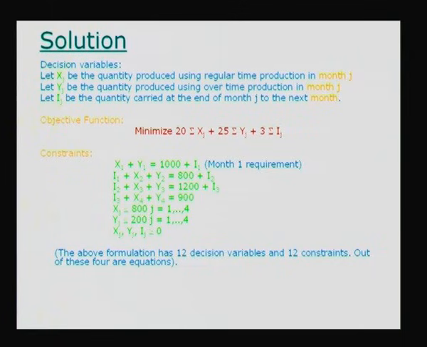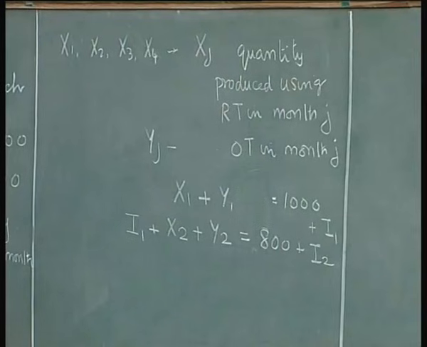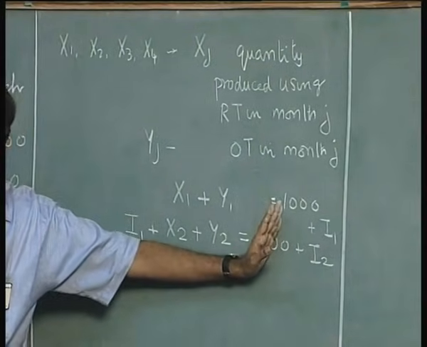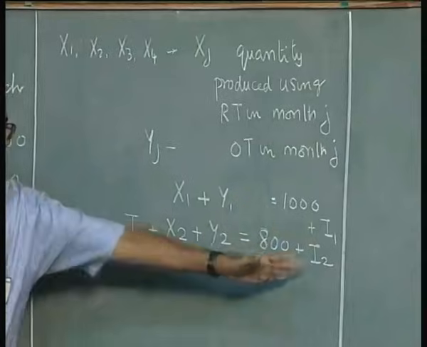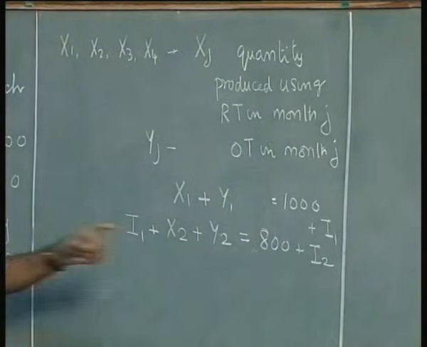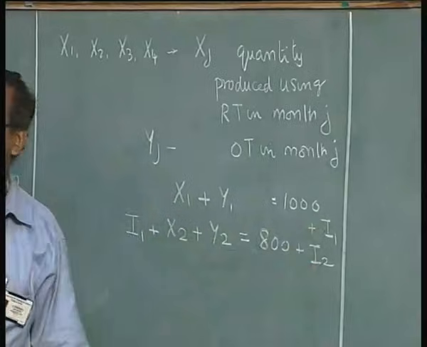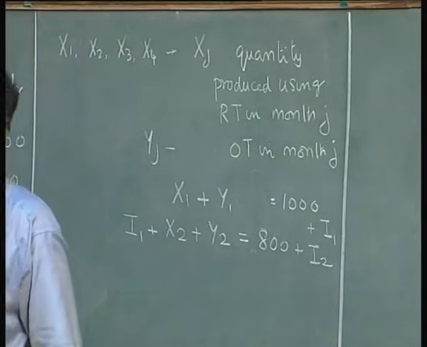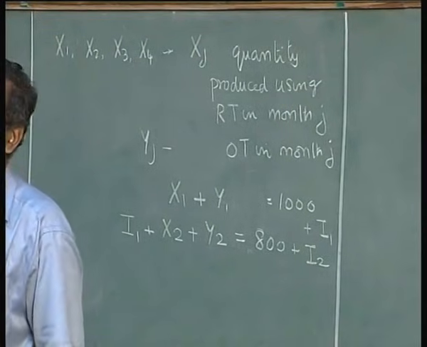So, the left hand side, which is the quantity available at the end of the second month, should be more than the demand, which is 800, and if it exceeds 800, then the balance is carried to the third month. So, here I1 and I2 are the quantities that are carried at the end of the month to the next month. So, Ij is the quantity that is carried at the end of month j to meet the demand of month j plus 1.